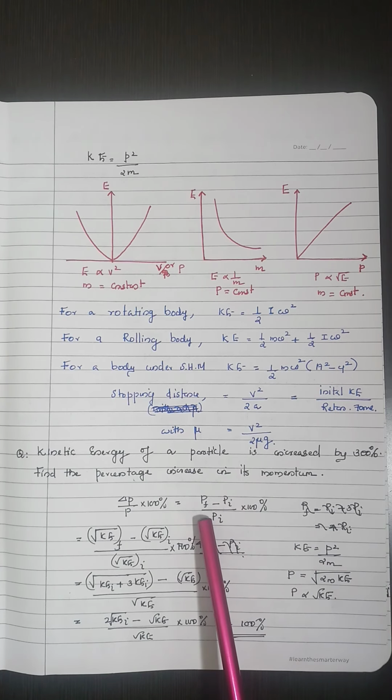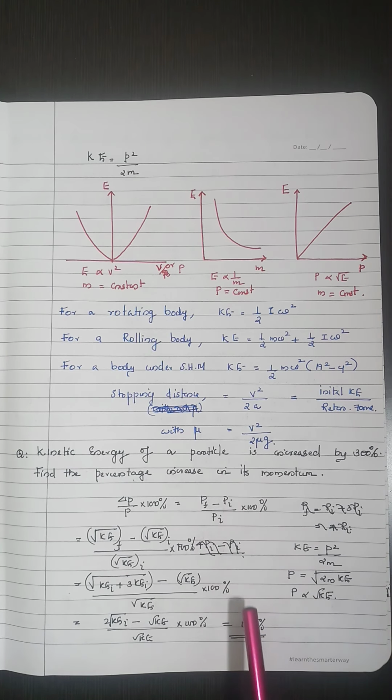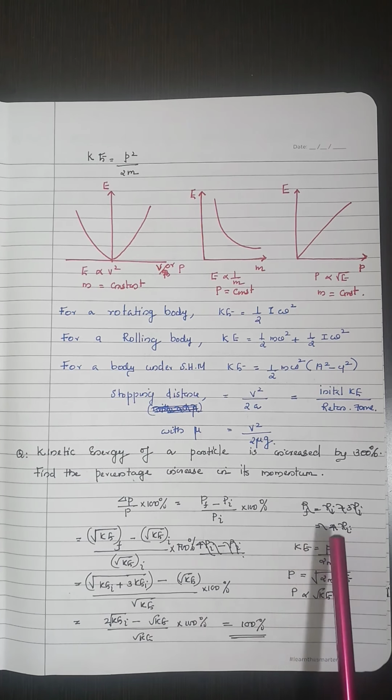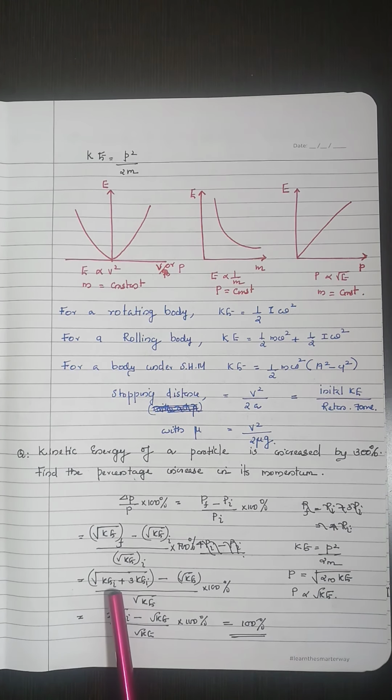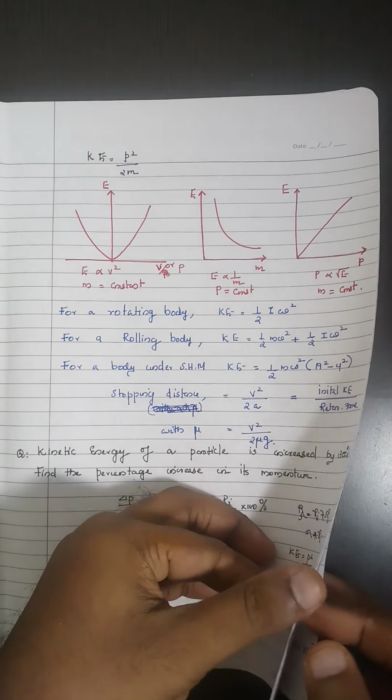The final momentum minus initial momentum, divided by initial momentum, into 100%. But you know how you can link between the momentum and the kinetic energy. So it is increased by 300%, so we can write like this. So you get the answer 100%.